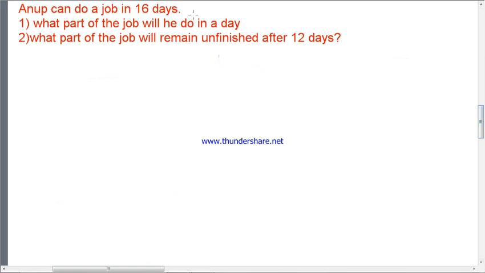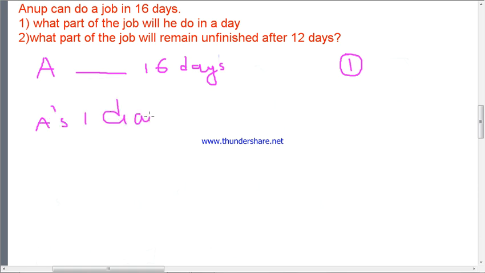Anup can do the job in 16 days. So I'll write over here, Anup completes the work in 16 days. This is what they're saying. This is one work, 16 days. I'll write 1 over here; 1 is considered to be the whole. What part of the job will he do in 1 day? So Anup's 1 day work is nothing but 1/16.